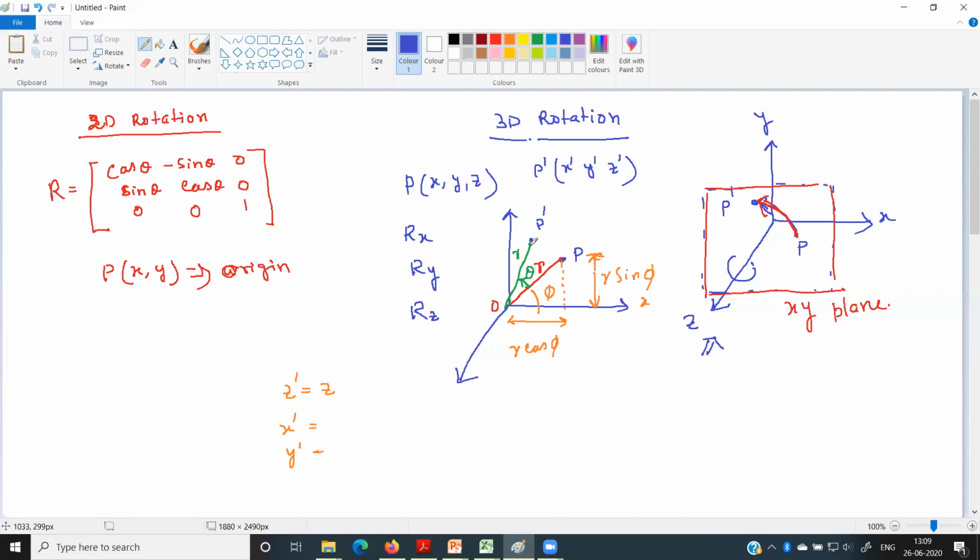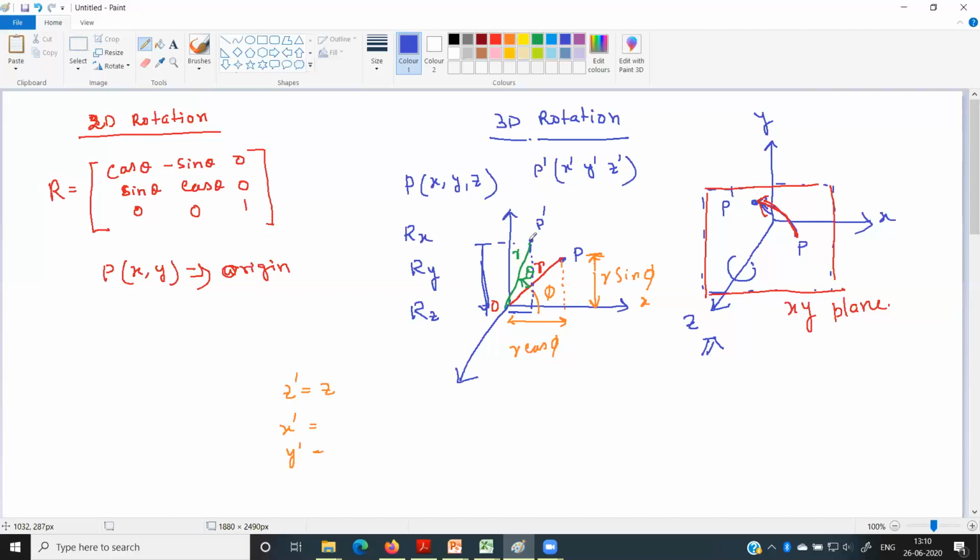Now, if you draw a dotted line like this, from P dashed to this point, this is the new y value and this is the new x value. So this is our new x value and the new y value is somewhere here, from here to here. This is our new y value. So what is this total angle? The total angle is theta plus phi.